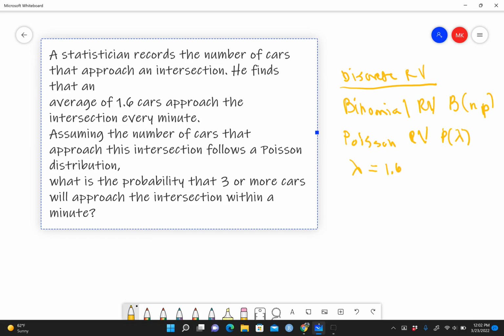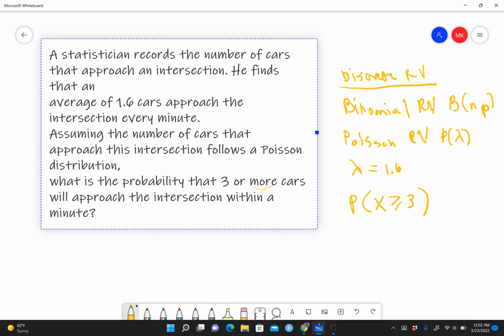And then they ask, what is the probability that 3 or more cars will approach the intersection within a minute? So given that your average number of cars is 1.6, what is the probability that 3 or more cars will approach the intersection within a minute? So in this case, you want to find the probability that x is greater than or equal to 3.